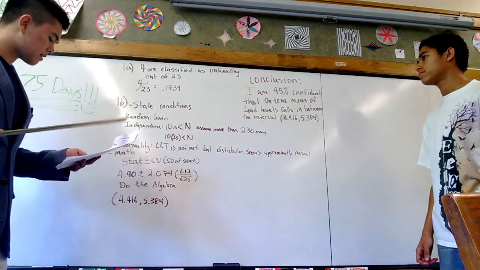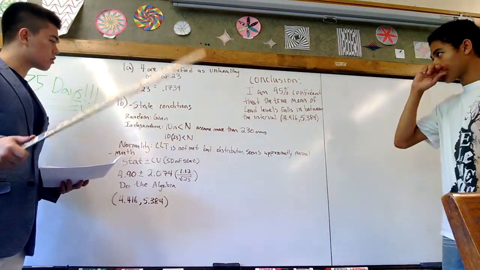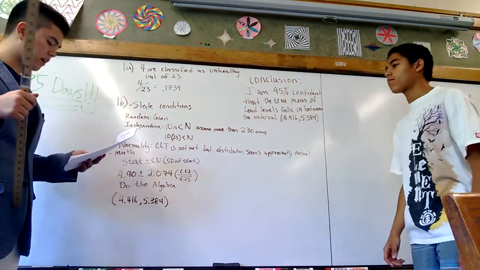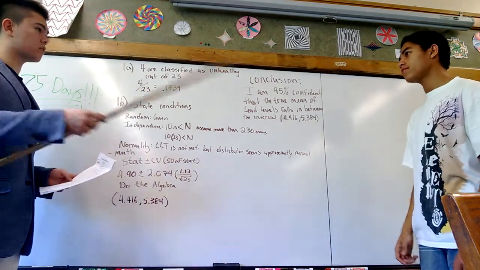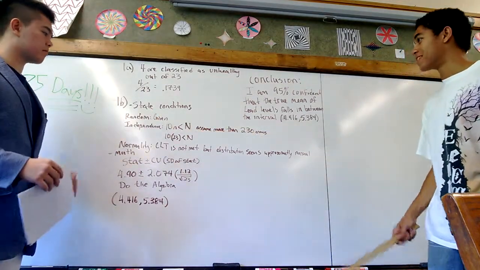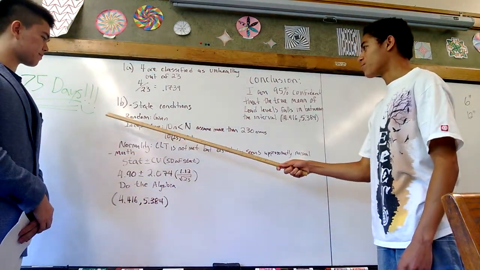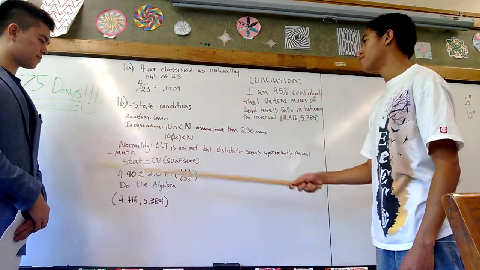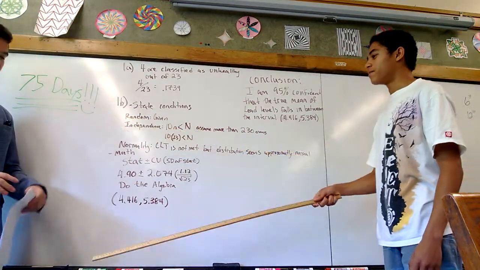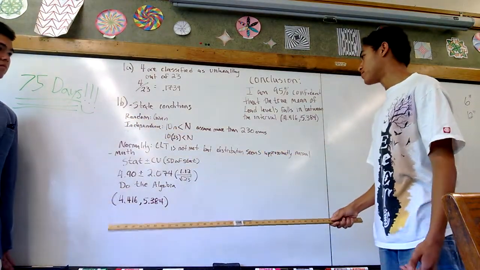Next, it's going to ask us to construct a confidence interval relating to the crows. The first thing you have to do for the confidence interval is state your conditions. The 3 conditions are random, independence, and normality. Random is given in the passage above. It says that it was a random sample.